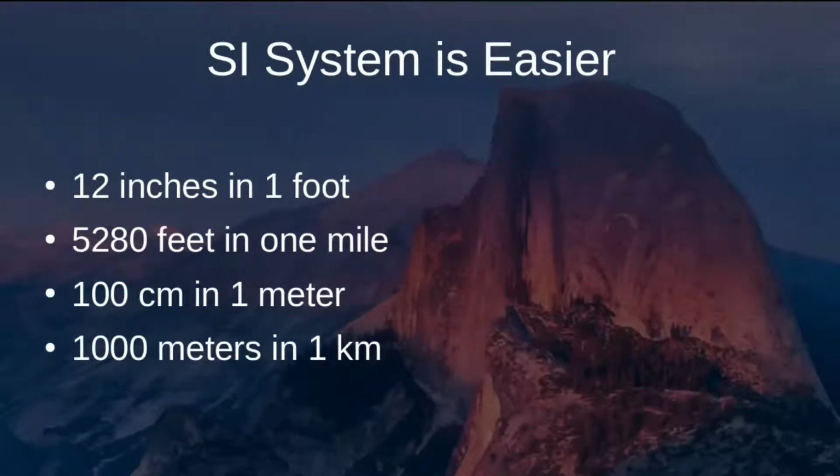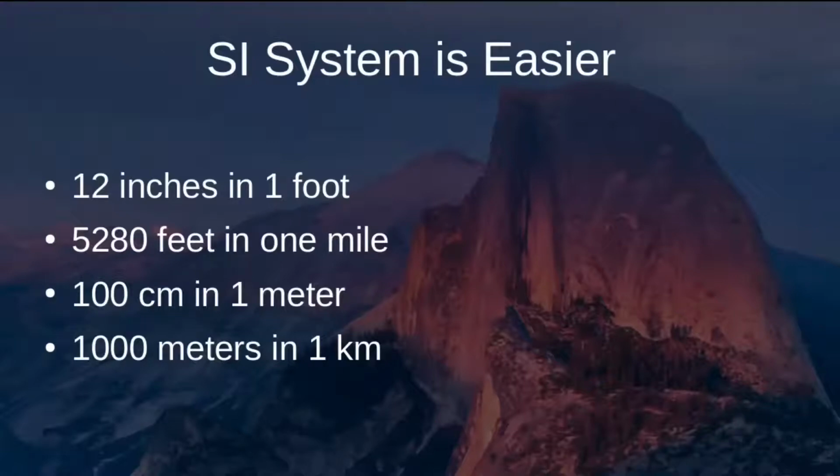Another example, 12 inches is equal to 1 foot. So there are 12 inches in 1 foot, and in 1 mile, there are 5,280 feet. So there's some degree of remembering things. We all can remember that there's 12 inches in a foot, but sometimes it's going to be a little more difficult to remember that there's actually 5,280 feet in 1 mile.